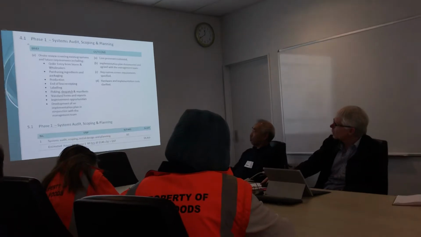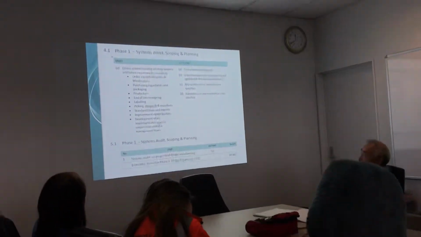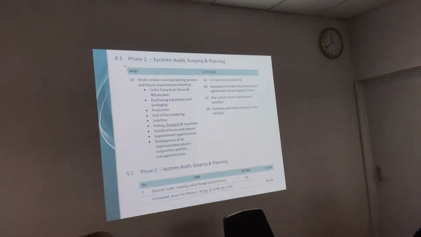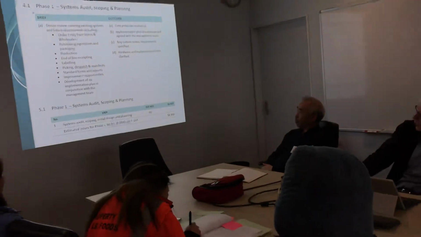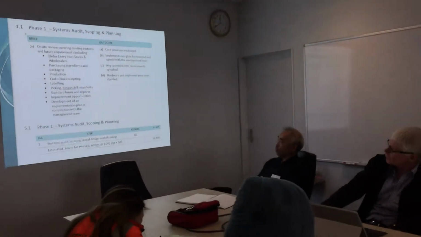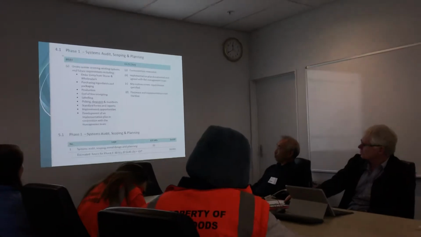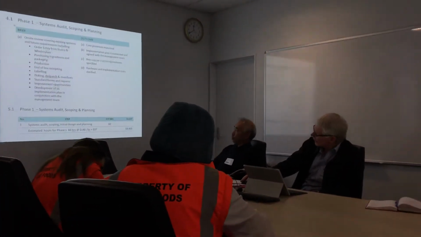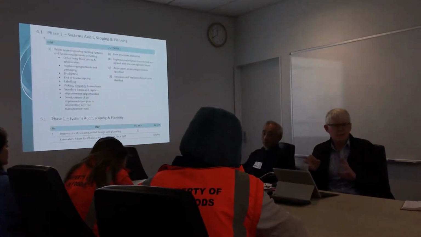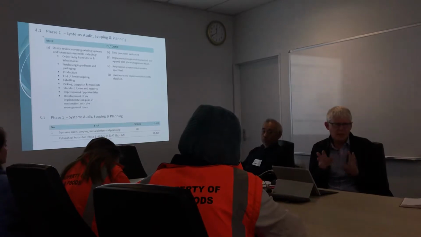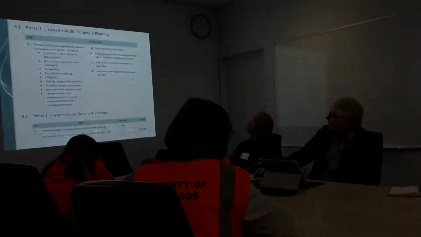So what we've proposed is a system audit scoping and planning stage, which is we will be on site for several days, going through your current order entering, production line, picking, all of that, the process in terms of how you do it now, so that we're fully clear in terms of how you do it and where you're heading in terms of other products and things like that. And the outcome of that is basically a detailed implementation plan.